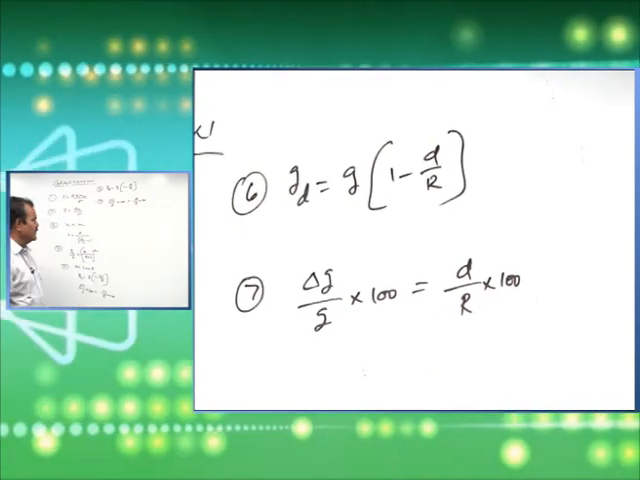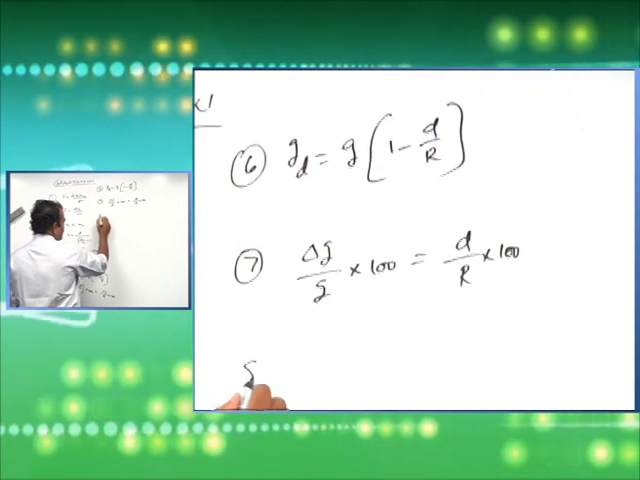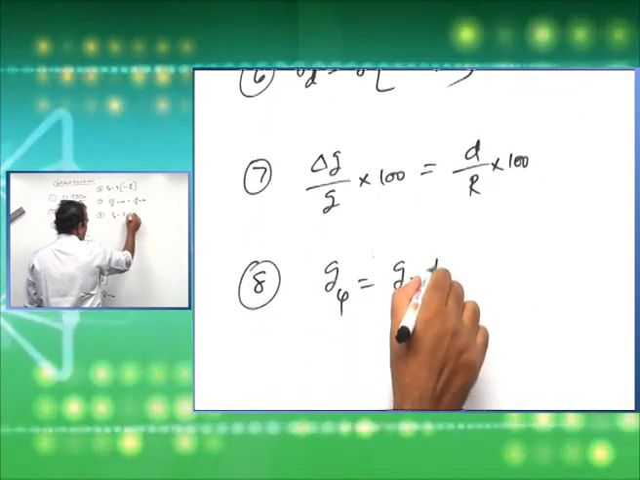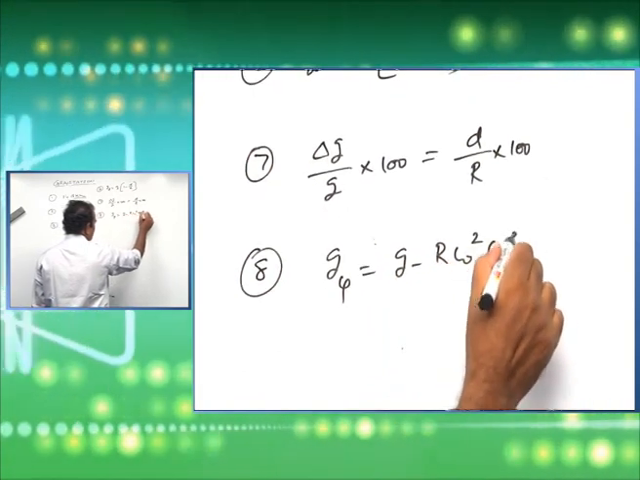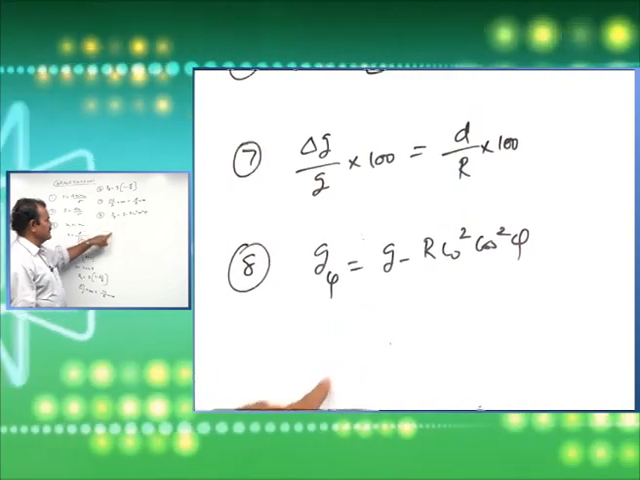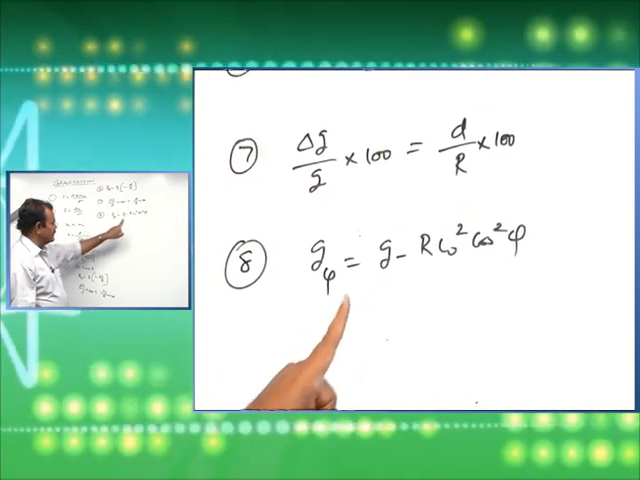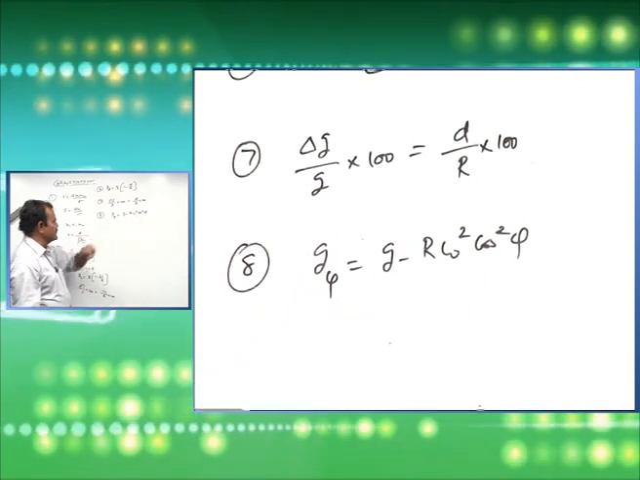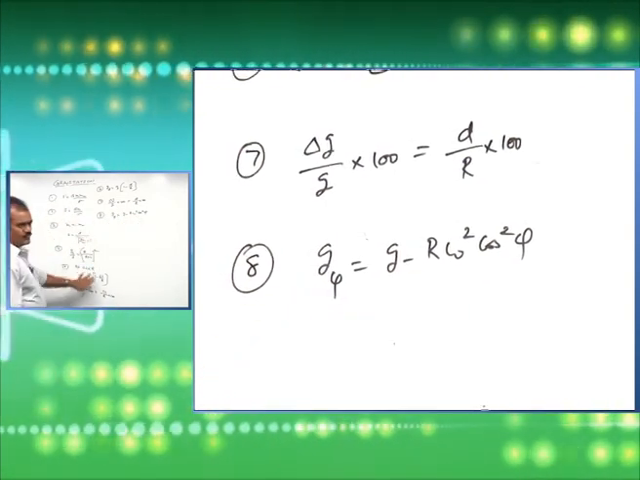And thereafter it is the latitude effect, and for that we have the formula g phi is equal to small g minus R omega square cos square phi. We have two cases: phi is equal to 0 degrees, which is at the equator, and phi is 90 degrees at the poles, using g phi is equal to small g minus R omega square cos square phi. All this is the first phase.